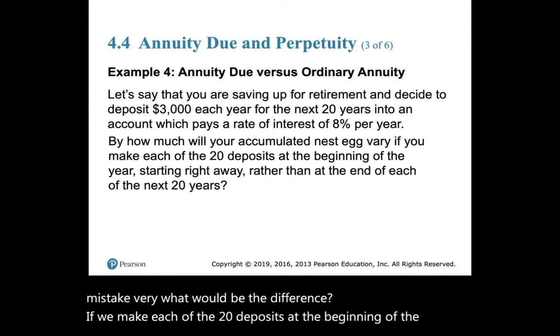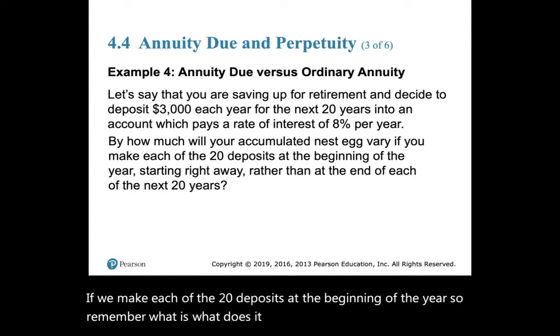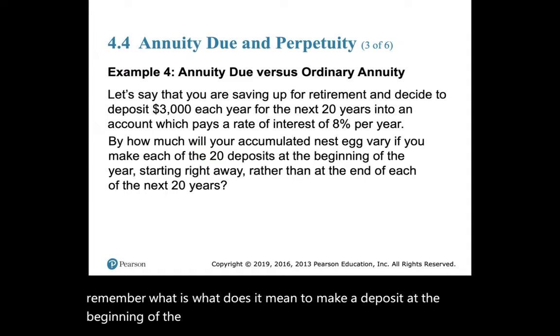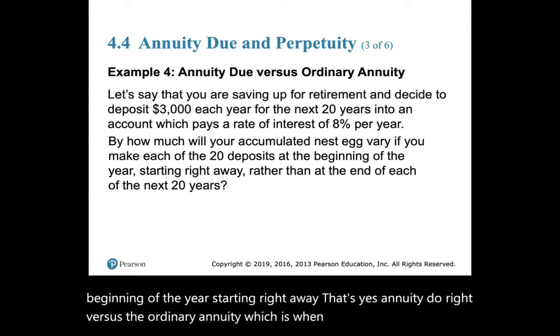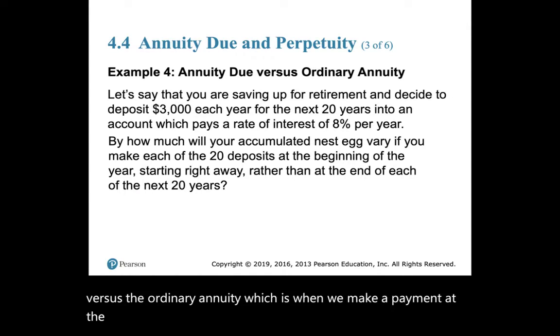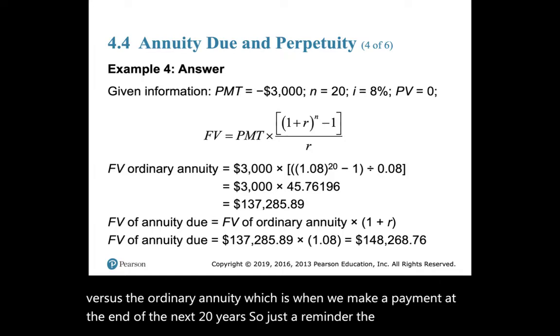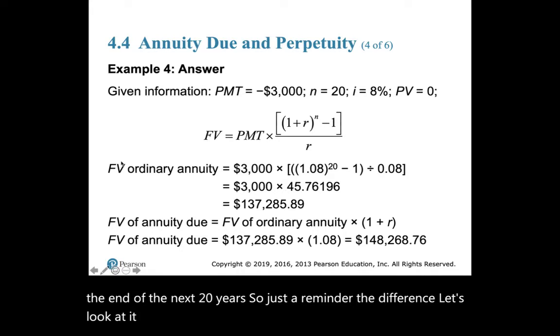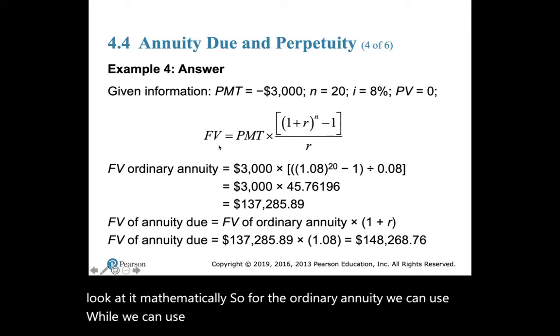Remember, what does it mean to make a deposit at the beginning of the year, starting right away? That's an annuity due, versus the ordinary annuity, which is when we make a payment at the end of each of the next 20 years. Just a reminder, let's look at the difference mathematically. For the ordinary annuity, we can use our future value equation. We're going to use this equation in both regards.